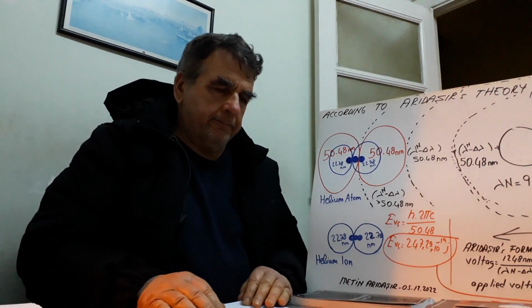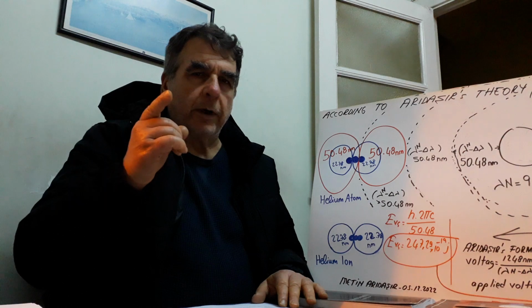Yes, according to my theory and my formulas, neutron is blocked proton by two entangled electrons, or neutron is blocked hydrogen by one electron.